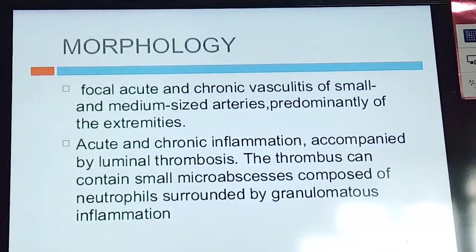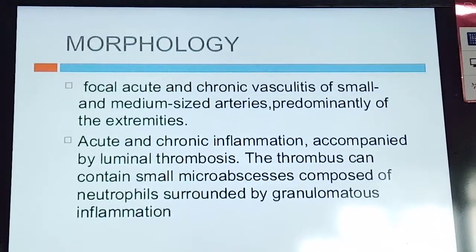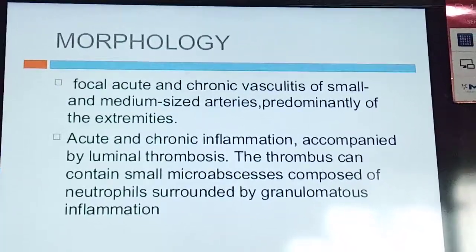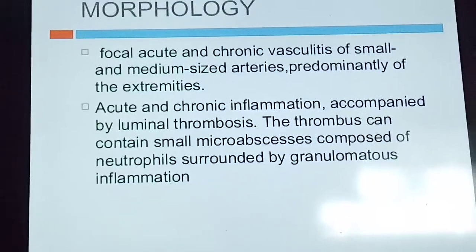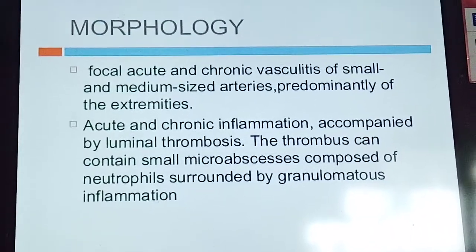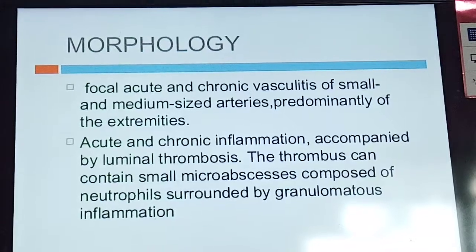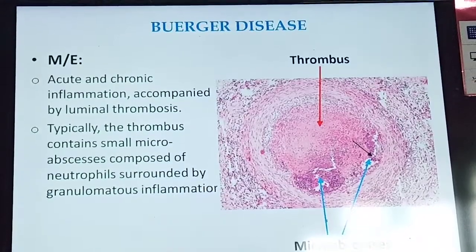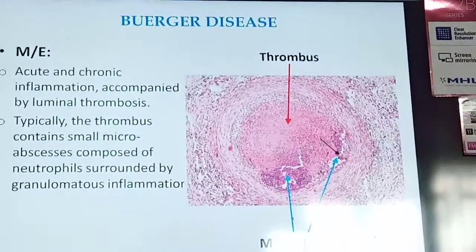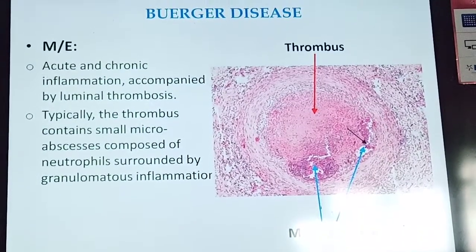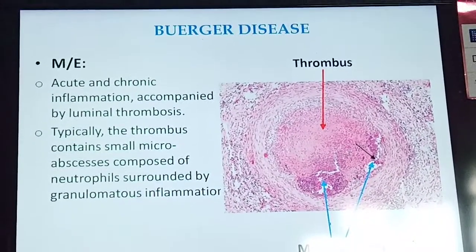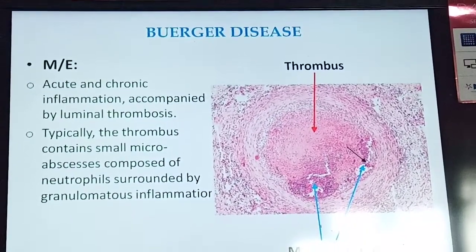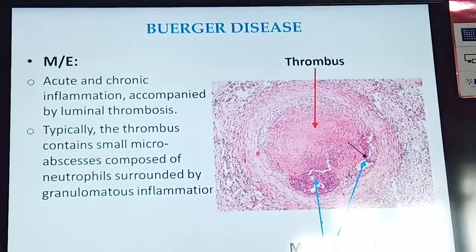In morphology, there is a focal acute and chronic vasculitis of the small and medium-sized arteries, predominantly of the extremities, with acute and chronic inflammation accompanied by luminal thrombosis. The thrombus can contain a small microabscess composed of neutrophils surrounded by granulomatous inflammation. In the diagram, this is the histopathological picture showing acute and chronic inflammation accompanied by luminal thrombosis. Typically, the thrombus contains a small microabscess composed of neutrophils surrounded by granulomatous inflammation, as seen by the arrow.